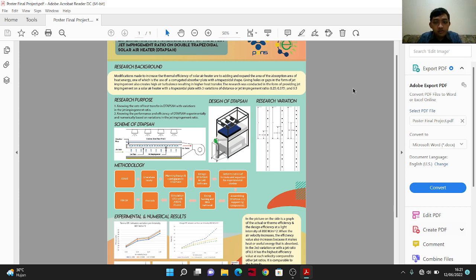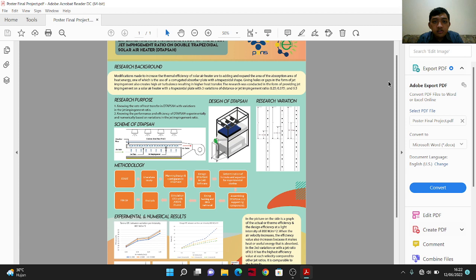For the research background, modifications made to increase the thermal efficiency of solar air heaters include adding and expanding the absorption area of heat energy, one of which is the use of a corrugated absorber plate with a trapezoidal shape. Giving holes or gaps in the form of jet impingement also creates high air turbulence, resulting in higher heat transfer.